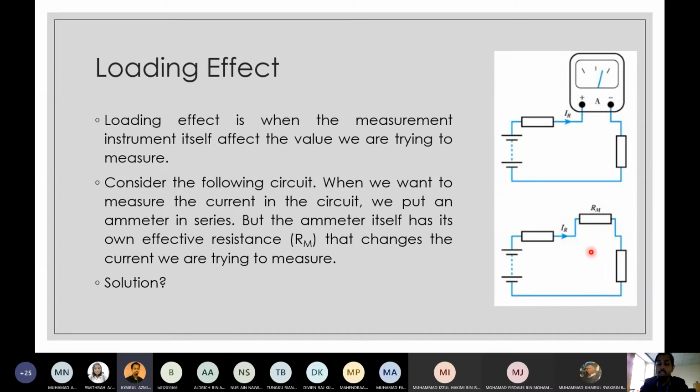And that resistance becomes part of the circuit. So now when we measure the current, instead of just these two elements, it will be affected by the element of the meter itself. So now the current becomes actually smaller than the actual current flowing if there is no meter. This is what we call the loading effect. So the formal definition is when the measurement instrument itself affects the value we are trying to measure.